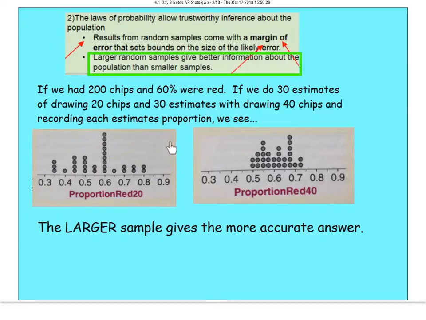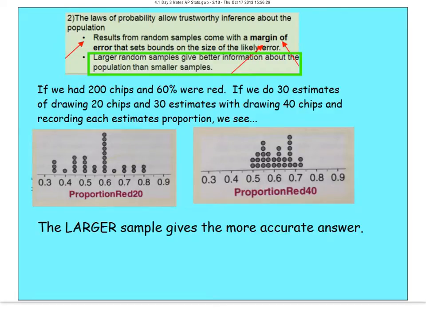So this dot plot right here, what I did is we did 30 estimates. Imagine we had 20 chips in a bag. Again, 60% are red, the other, let's say, are black. If I pull 20 chips and I count the proportion of red chips, I'm going to plot a dot. I'm going to put the chips back in, pull another 20 chips, record the proportion of red chips, and plot the dot. Here is what the dot plot looks like.